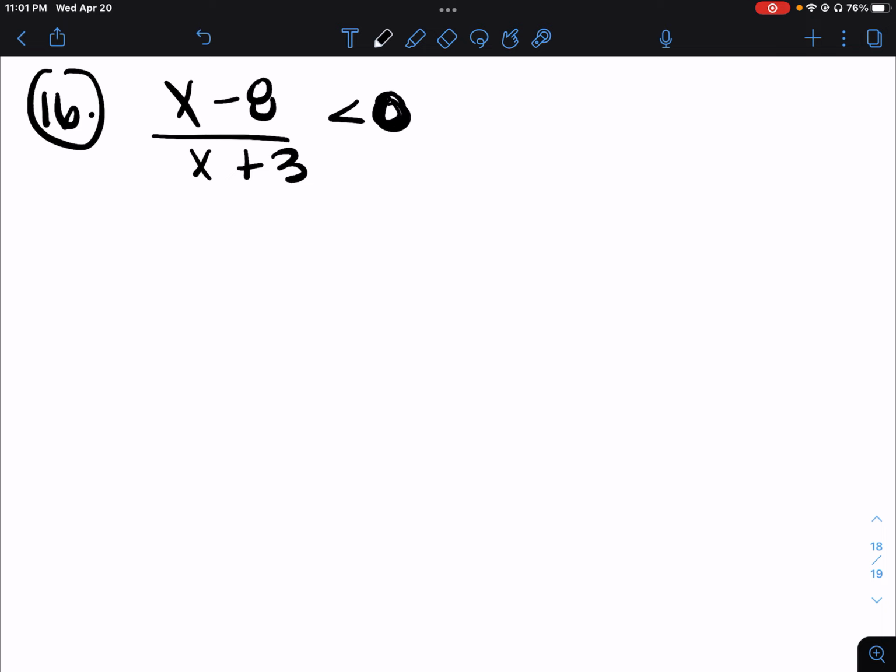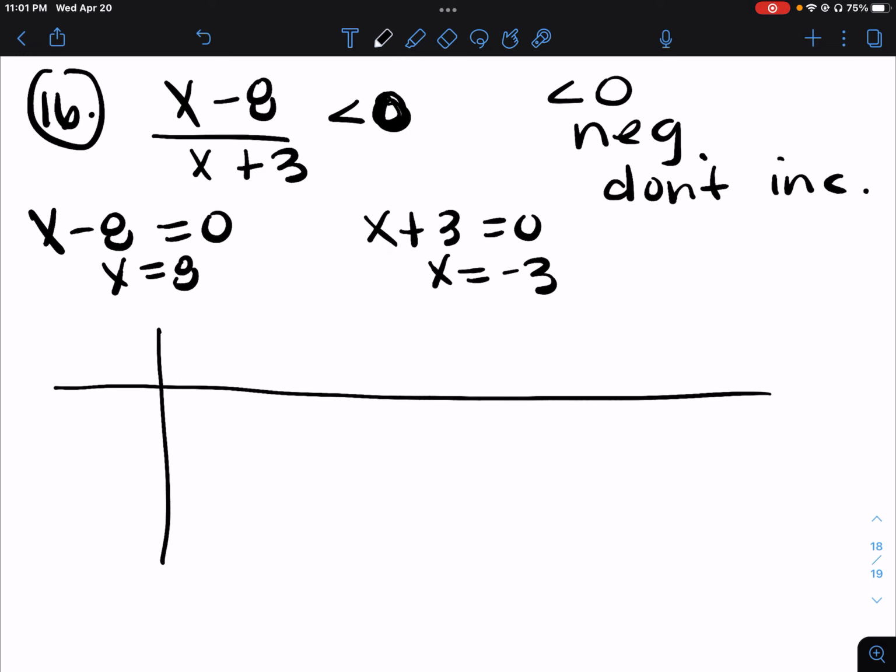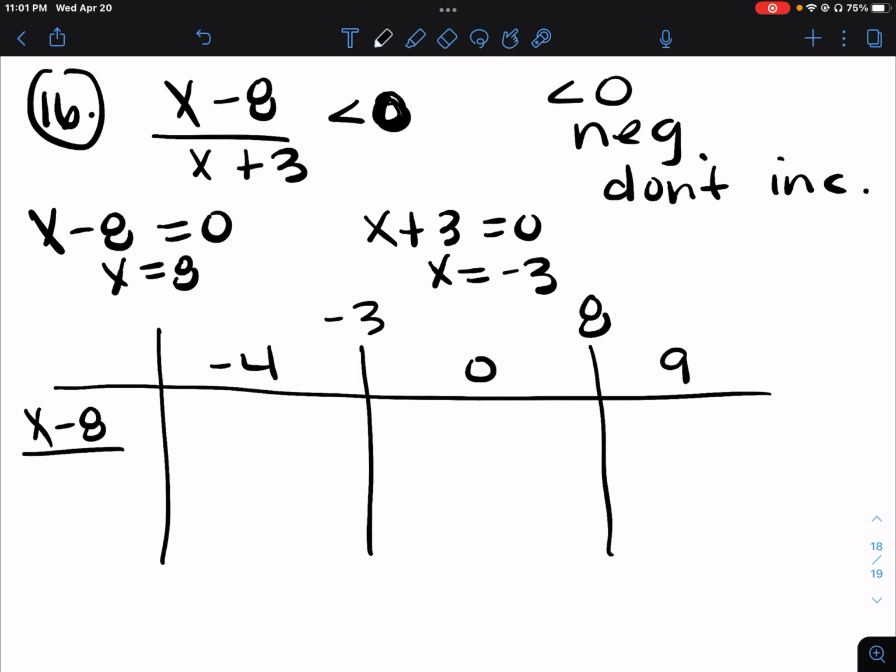Less than 0 means negative. Don't include. So we need to see where the top equals 0, and that's 8. The bottom equals 0, and that's negative 3. So our chart, we need less, between, and more. So we're plugging in here.